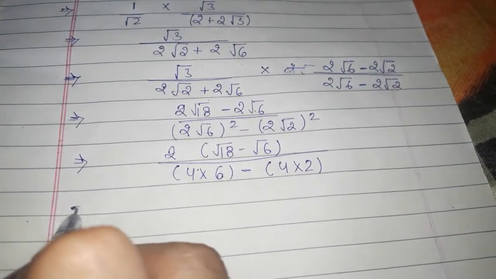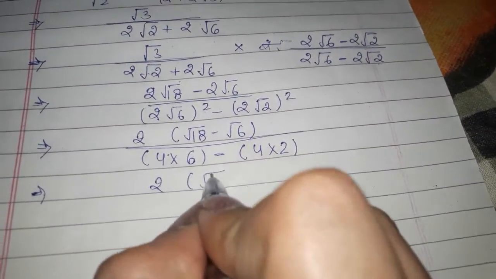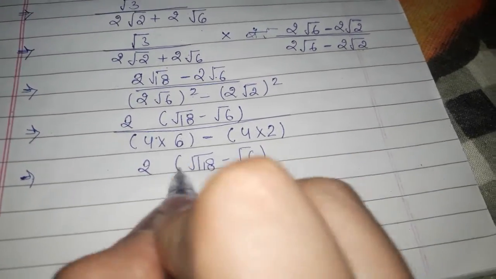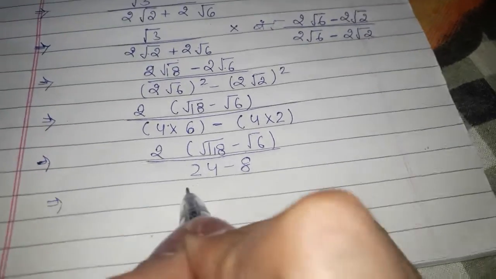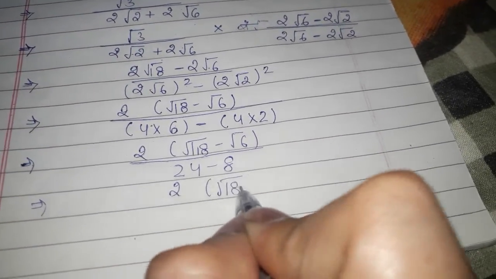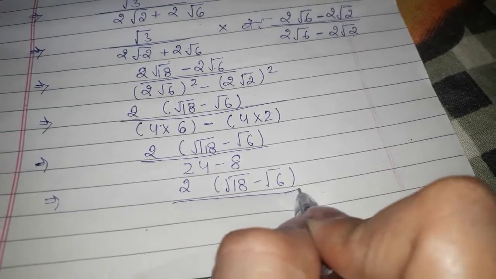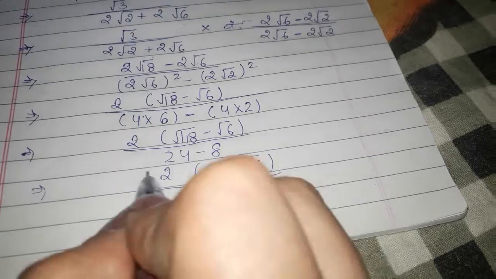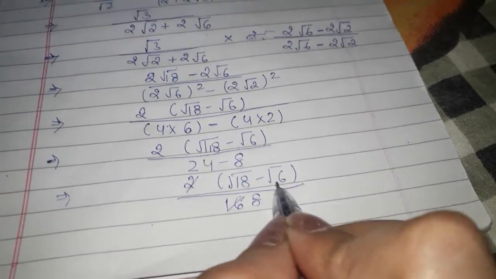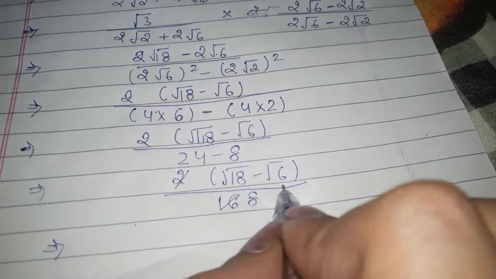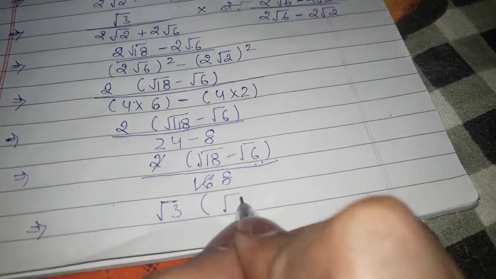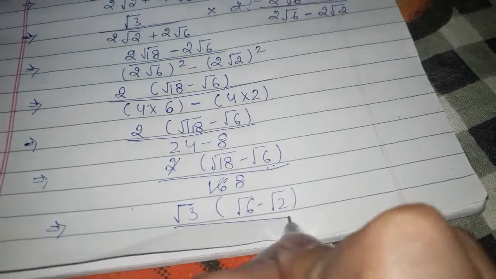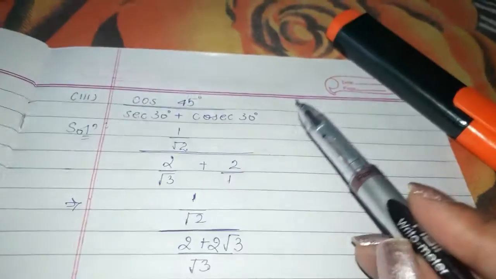So it will become 6 4s are 24, 4 2s are 8. So 2 root 18 minus root 6 upon 24 minus 8, it will be 16, which we can cut as 8. We can simplify this term as we can take root 3 as common. If we take root 3 as common, here it will become root 6 minus root 2 upon 8. So it will be the answer of this third question.